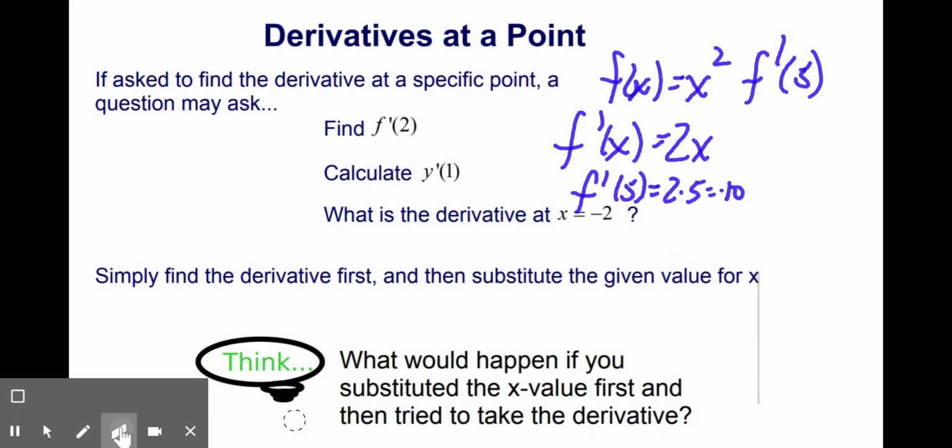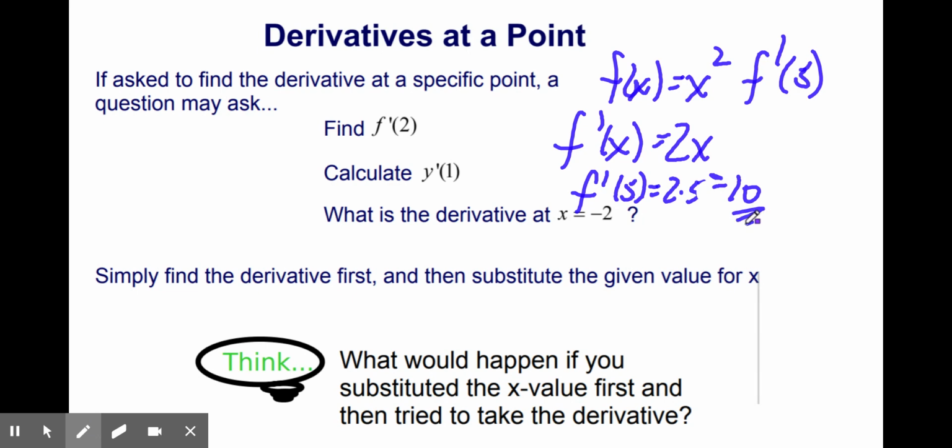It's a 10. It's not a negative 10. Okay, and then plug in the number afterwards. You get 10. So what is this telling me? It's telling me the slope of the tangent line on x squared at x equals 5, it's 10. This is the slope of the tangent line.